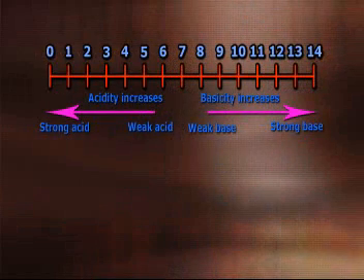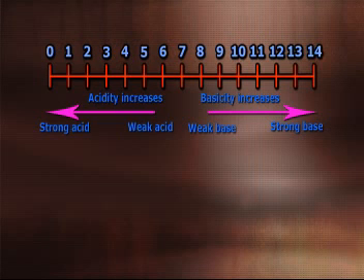The range of acidity and basicity, or alkalinity, is often expressed on the pH scale. As you can see, it has a range of 0 to 14. The middle of the scale, which is a pH of 7, represents a neutral solution.